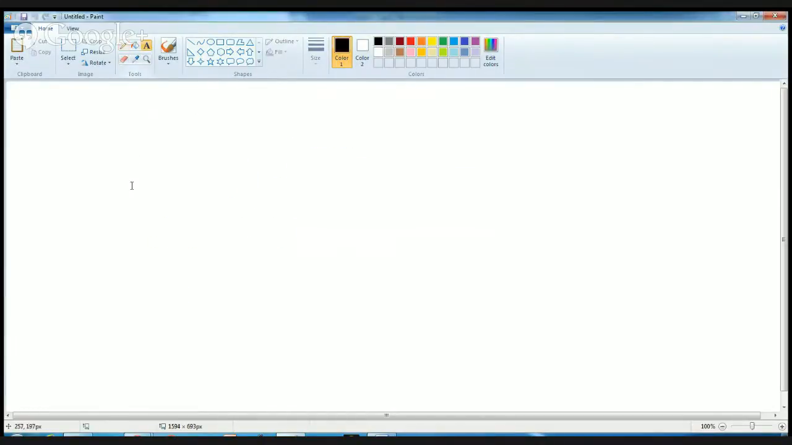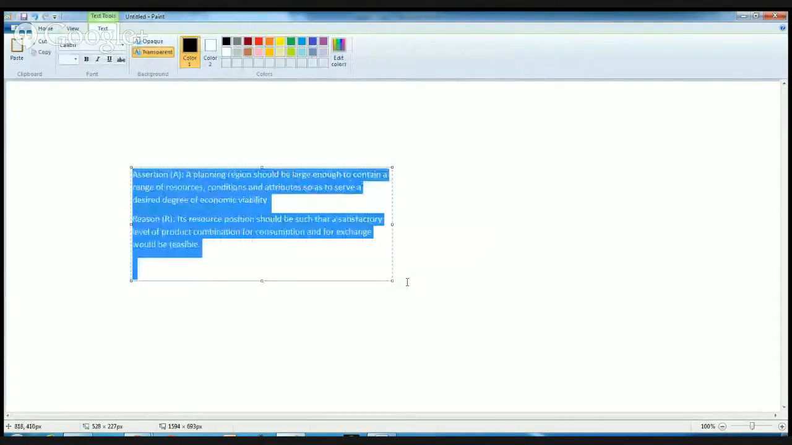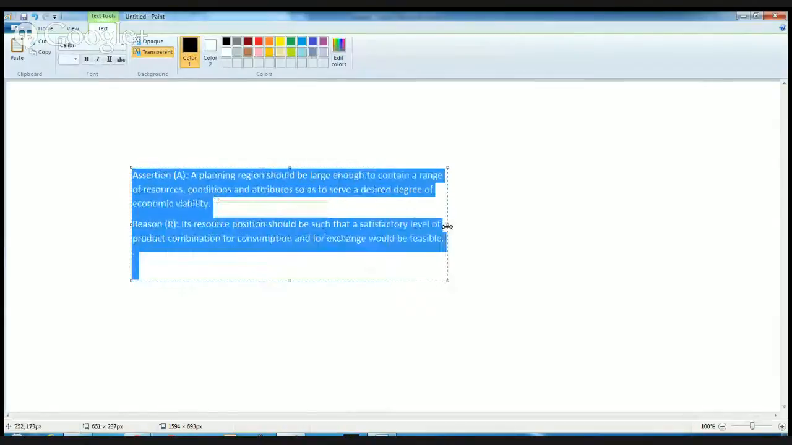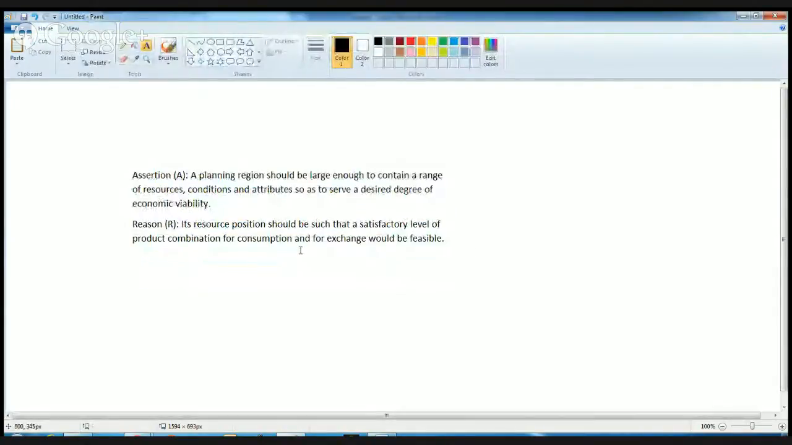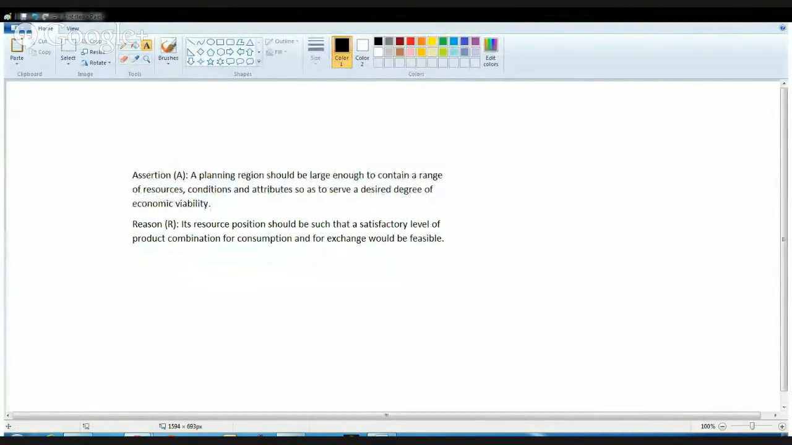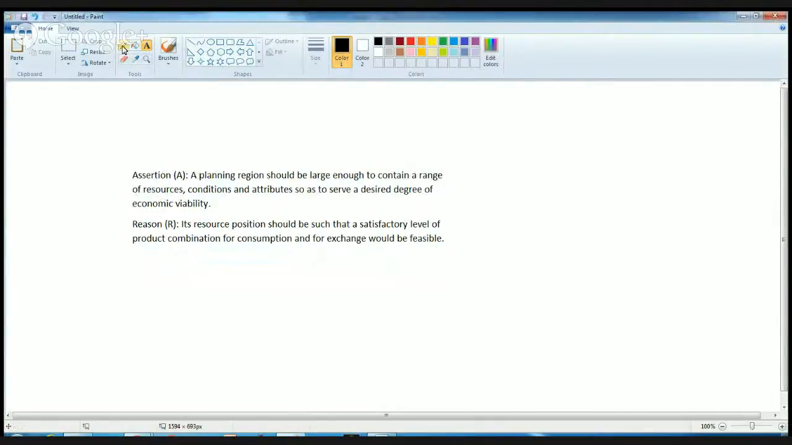The next question is again on regional planning. Regional planning this time was an important section. In the next question, you have an assertion and a reason. Now we have to understand this concept. A planning region should be large enough to contain a variety of resources so as to serve a desired degree of economic viability. That is a correct statement, because any planning region should be big enough to have certain conditions that it can fulfill within that region.